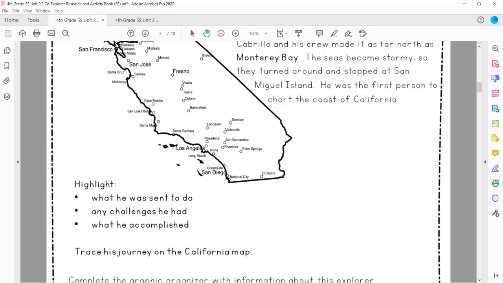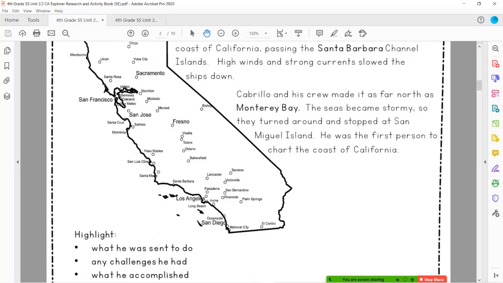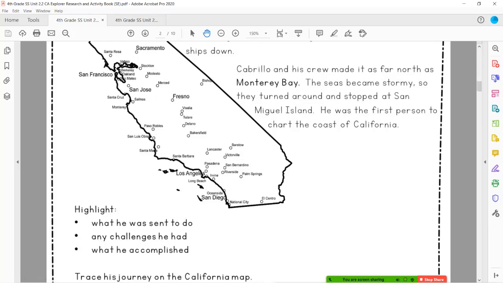Then what you're going to do is trace his journey on the California map. So we know that he landed in San Diego. We know that he made it next to the Santa Barbara Channel Islands. And we know that he ended up stopping at Monterey Bay. So you're going to trace his route all the way up here from San Diego to Monterey Bay. Make sure you do highlight or underline these sections about what he was sent to do, the challenges he had, and what he accomplished on his travels.